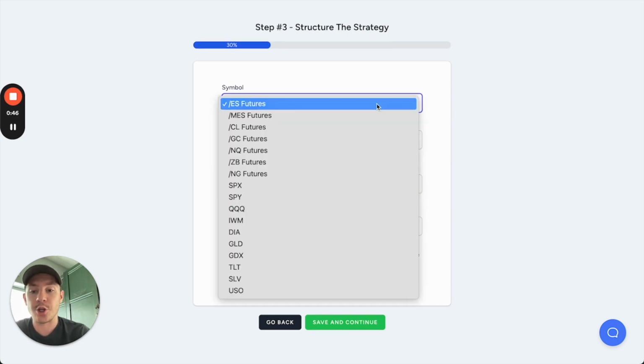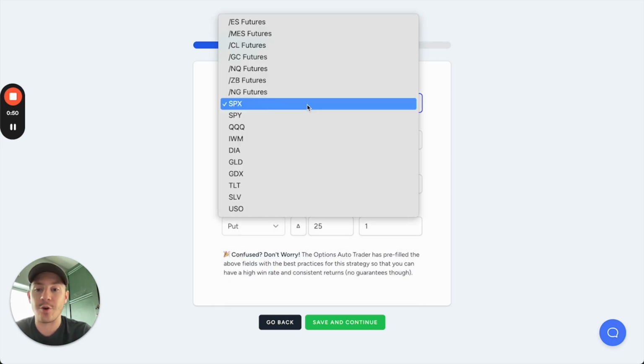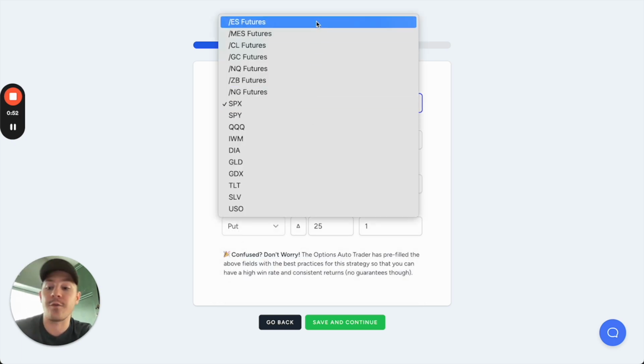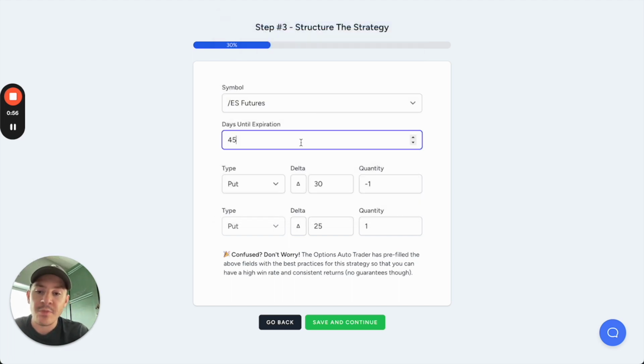So let's say I want to trade it on SPX. So when I go into SPX, do a credit spread on that, or I can do SPY, or I can do futures, whatever it is I want. Let's do it on futures. Let's say I want to go 45 days out, and I want to follow like a Tasty Live type of mechanic. So 45 days out, I'm going to do the 30 delta and then a 25 delta for my protected put. So we're going to do a put credit spread.